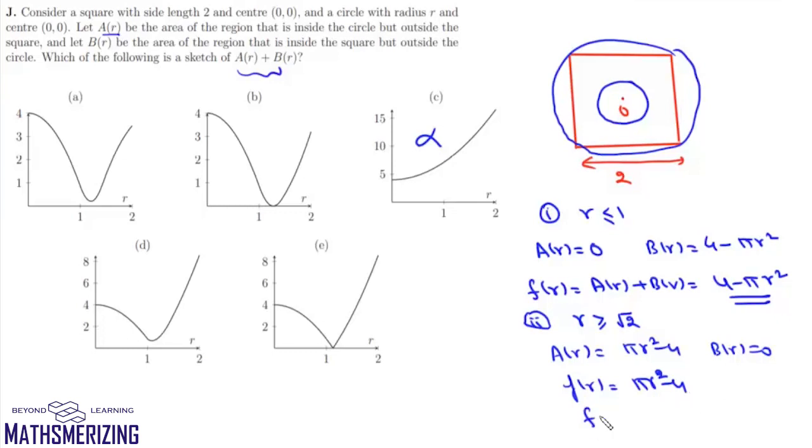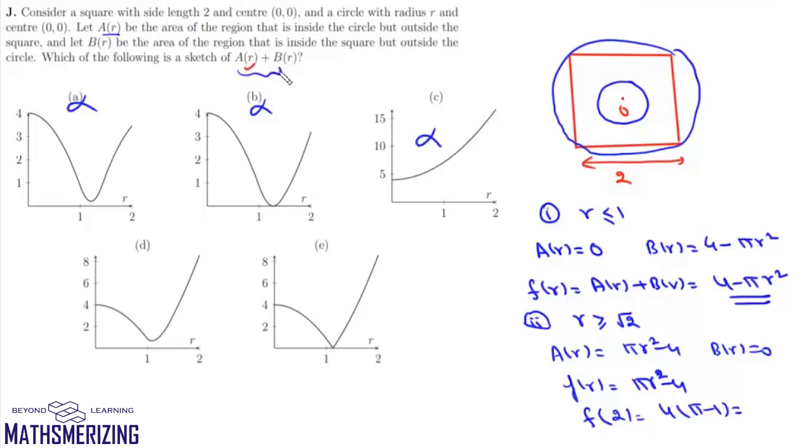Now we'll find the value of this function when the value of R is 2. We'll get this value as 4 into pi minus 1. So there'll be 2.14 into 4. That should be 8 point something. So it cannot be option A and it cannot be option B.